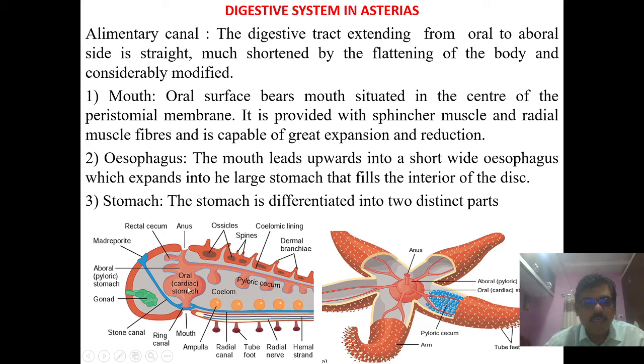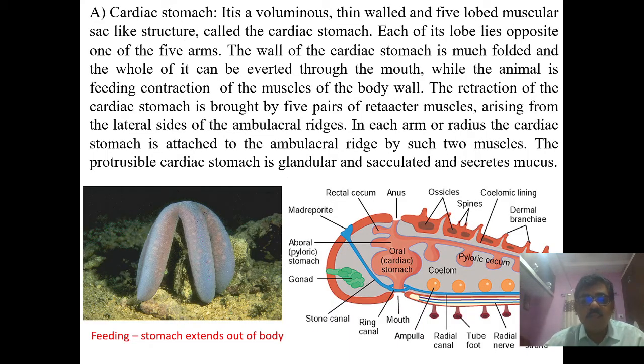And this stomach is divided into how many parts? Two distinct parts. The one part where the heart is situated, toward the oral end, we call the cardiac stomach. And the other part of the stomach, which is towards the aboral end, we call the pyloric stomach. So in Asterias, the stomach is differentiated into two parts. One is called the cardiac stomach, and another one is called the pyloric stomach.